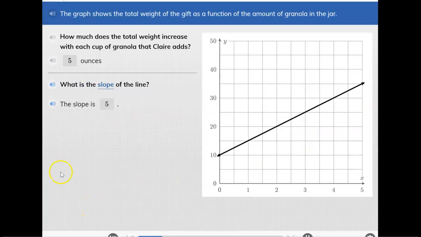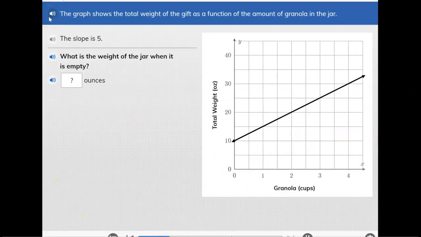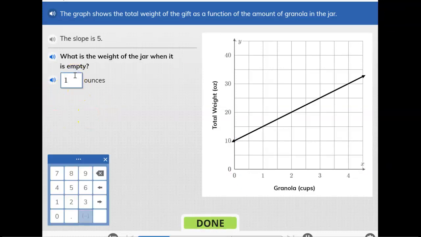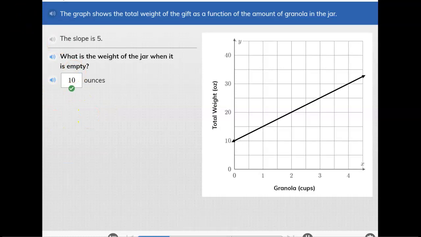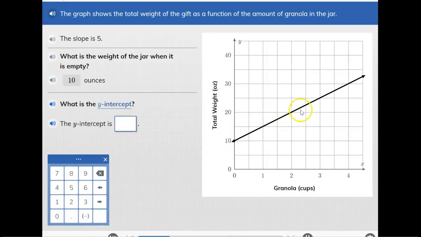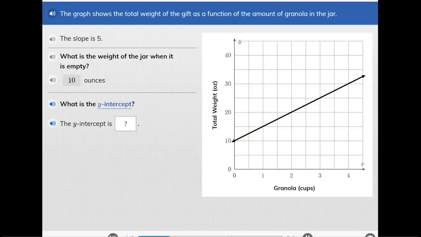It's a positive slope. So this asks us, what's the weight of the jar when it's empty? So we start at 0. That would be empty, right? No cups. And we just go up and, oh, it's right there at 10. So our answer here is 10 ounces when it is empty. That's our starting point, our initial value. Where the graph hits the y-axis, as you can see, this is our y-axis right here. It's labeled y. Where the graph hits the y-axis is called the y-intercept. So the starting point when the jar is empty is the same thing as the y-intercept.